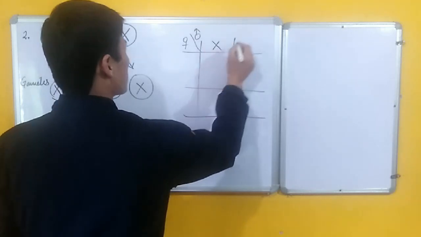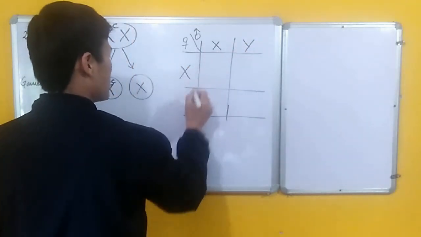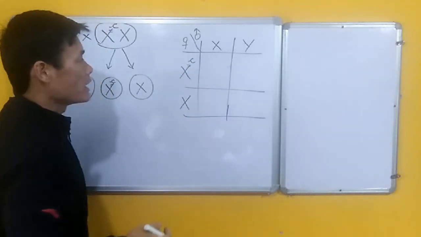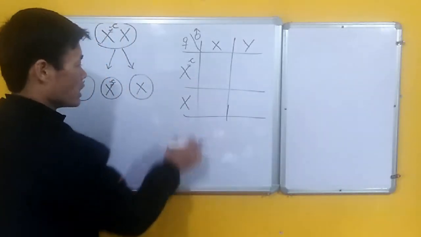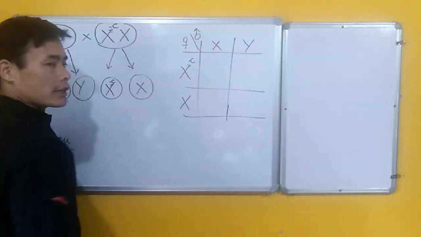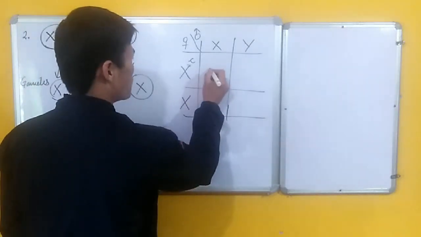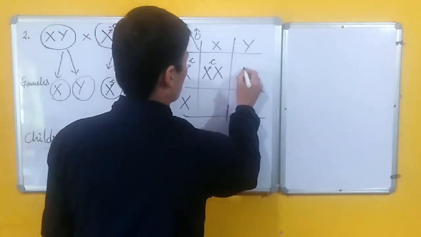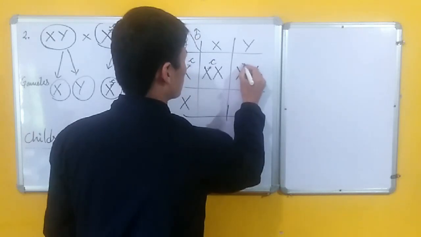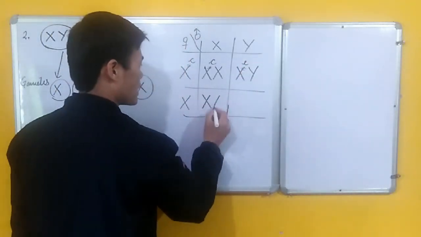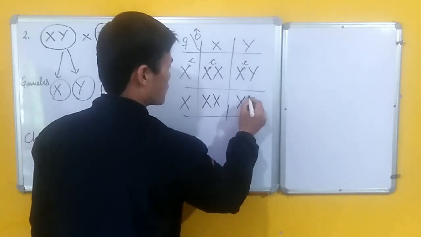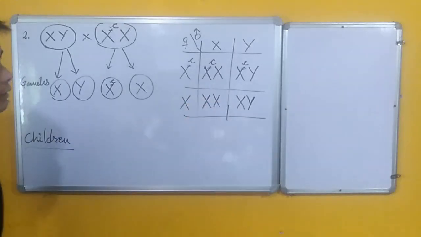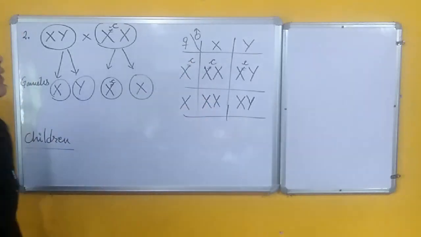Here we have the male gametes, and here we have the female gamete. One of the X chromosomes carrying the gene for color blindness, and the other one a normal X chromosome of the female. So the gametic combination will show the following kind of progenies, where we see there are 2 male and 2 female.